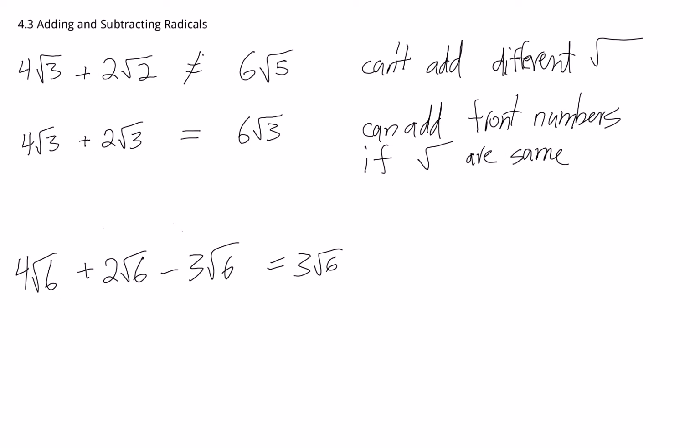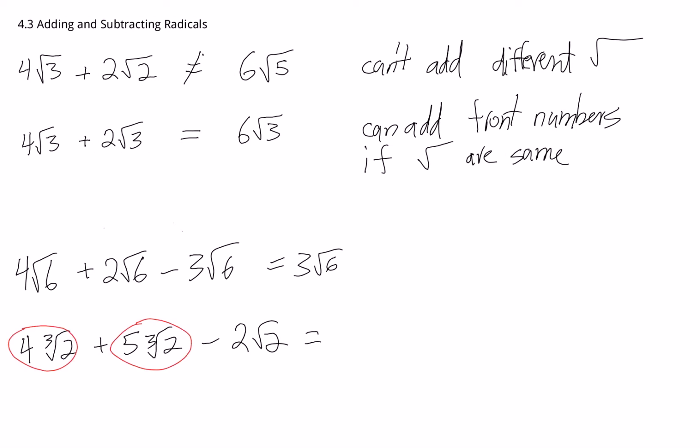Okay, and like I said, as long as the roots are the same, so we could do 4 cube root of 2 plus 5 cube root of 2 minus 2 square root of 2. In this case, we've got to be careful because they're square roots and cube roots, so these two can go together, because they're both cube root of 2, but the last one can't. So in that case, we just put the first two together, so you'd have 9 cube root of 2 minus 2 square root of 2, and you just leave your answer like that.